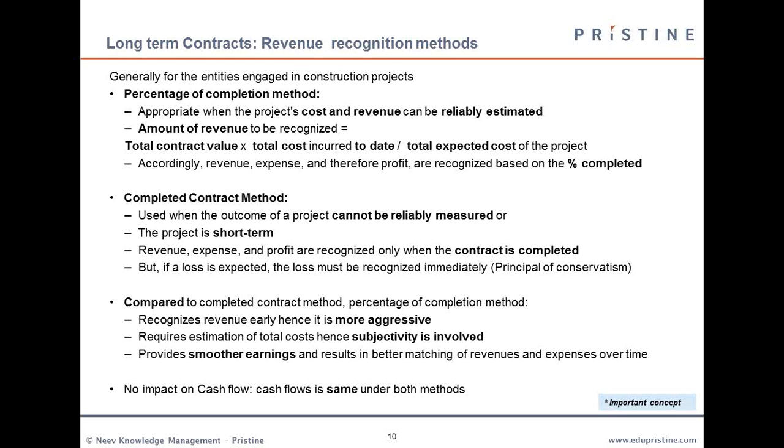So based on that, revenue recognition early is more aggressive. And in the percentage of completion method, you require a lot of estimates. So there subjectivity comes in, your judgment comes in. So that way it's slightly less perfect. However, it actually provides smoother earnings and better matching of revenues and expenses.